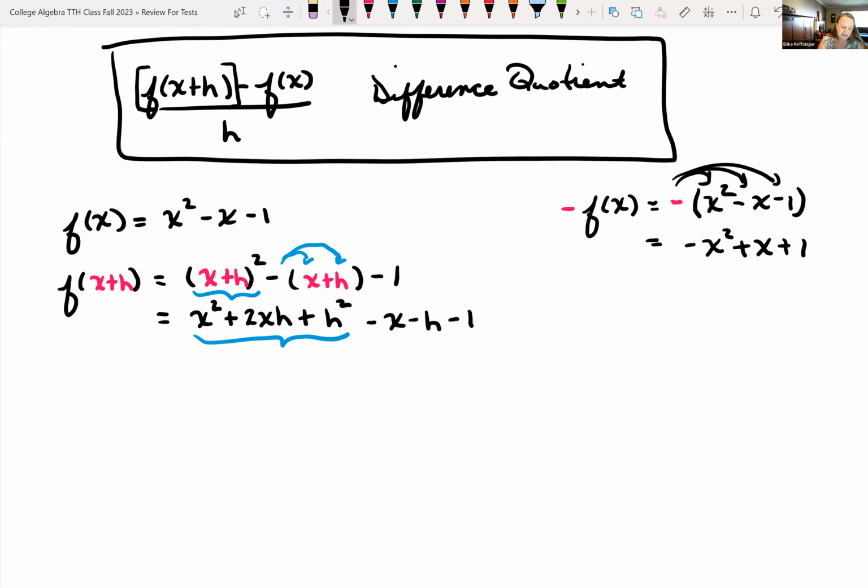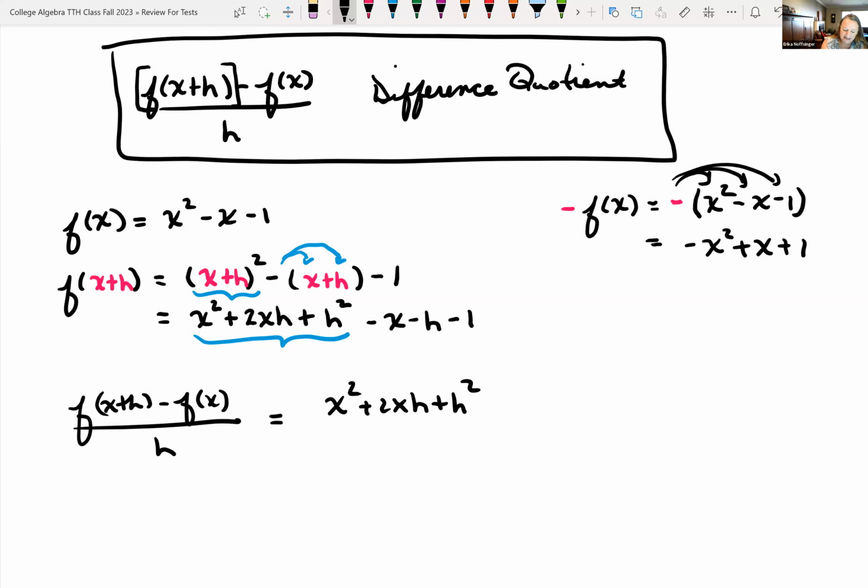So putting everything together, we have f of x plus h minus f of x all over h. Our f of x plus h, which we just found, was x squared plus 2xh plus h squared minus x minus h minus 1.